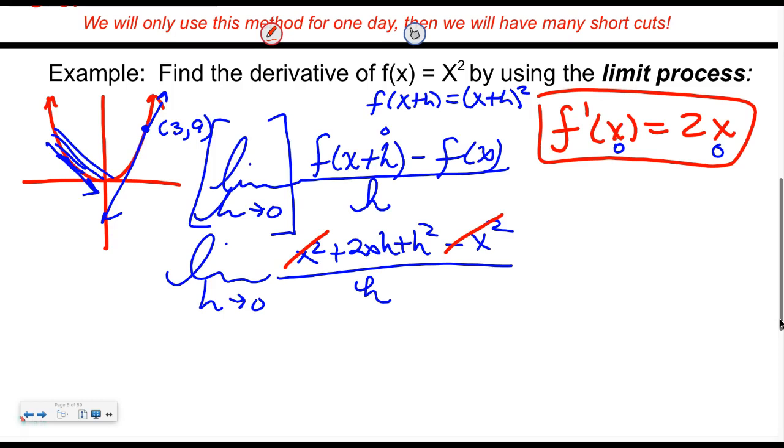At this juncture, when everything cancels off, what can I do to the top? What did you do for your difference quotient circuit? You factor the h out. Still going to do that. Here's the difference. I'm now taking a limit. So when I'm done, I'll have a little bit more cleanup. But an h comes out. I get 2x plus h.